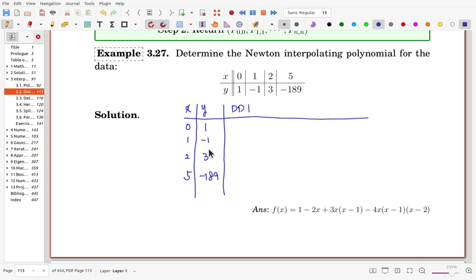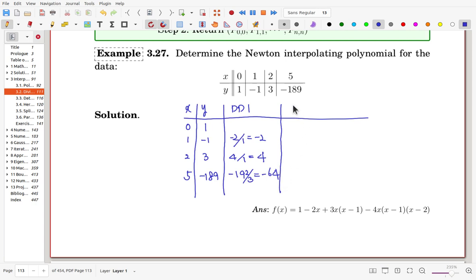Now we have to get DD1. This difference is minus 2, divided by the difference in x, which is 1, so that is minus 2. The next difference is 4 divided by 1, so it is 4. And the next difference is minus 192 divided by 3, which is minus 64. So that is the DD1 column.